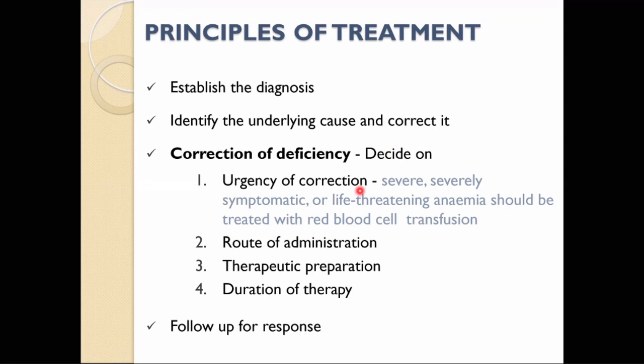And if she's very symptomatic, and if she has other problems like heart failure that is precipitated by the anemia, then we might even have to go for red cell transfusion instead of waiting. Even if you give iron therapy, it will take a few weeks to correct. So if she's very symptomatic or has other life-threatening problems, she might even need a red cell transfusion. And when you're correcting the deficiency, you will have to decide on what route to use, what other therapeutic options you have, and decide on the duration of therapy, and you will have to follow up for response.